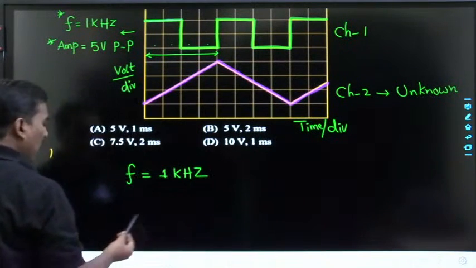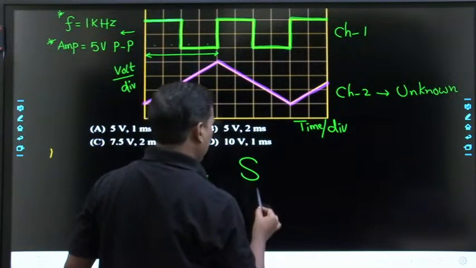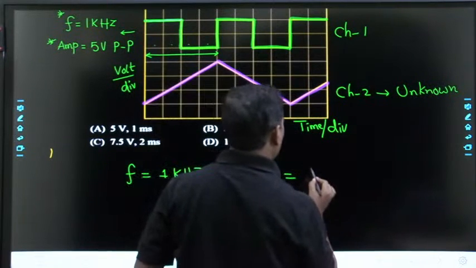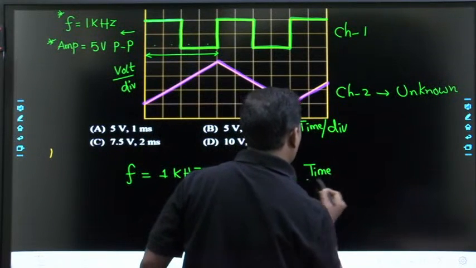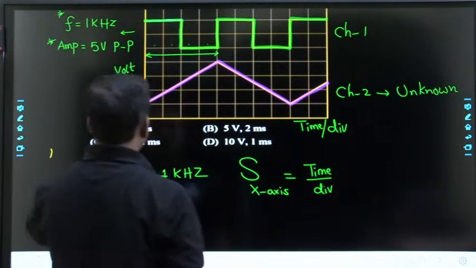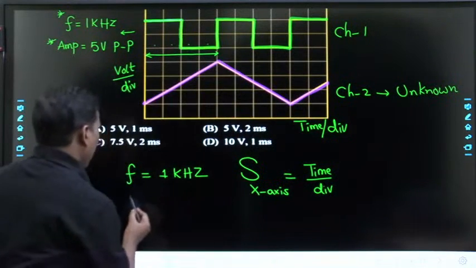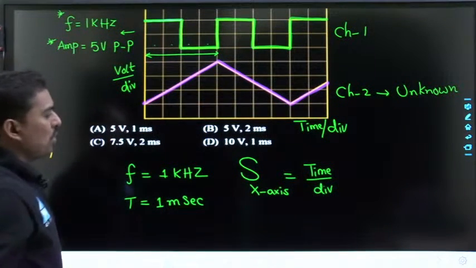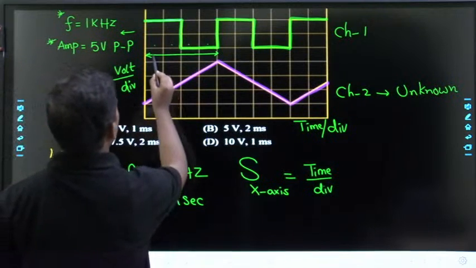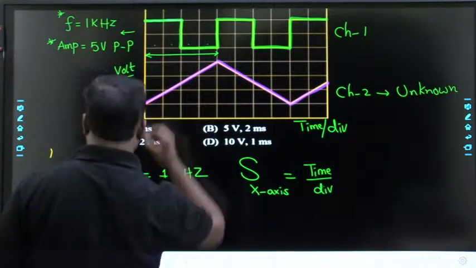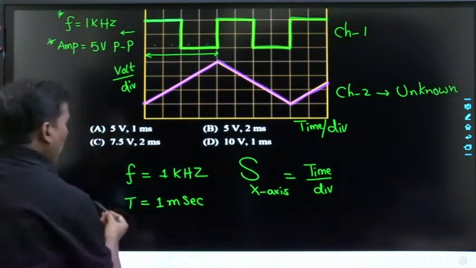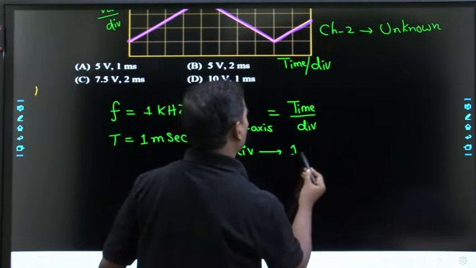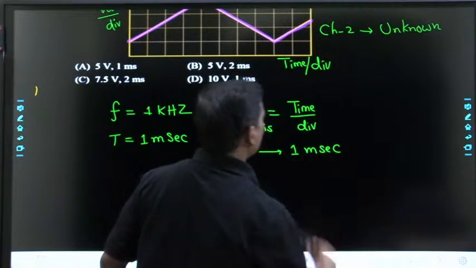So first let me calculate sensitivity along the x-axis. Sensitivity along the x-axis is what? Time per division. If you see this signal, this frequency is 1 kilohertz. Frequency is 1 kilohertz means time is equal to 1 millisecond. To cover 1 millisecond, how many divisions are taken? 1, 2, 3, 4. Yes or not? So 4 divisions contribute 1 millisecond. Am I right or not?